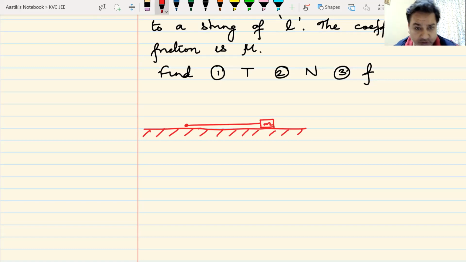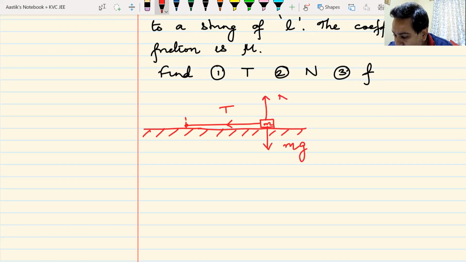Now I will draw the forces which are acting on this. So one is the tension T, which will be like this towards the center. If there is no string, there is no tension. If there is no tension, it will not move in a circular path. Then I have the weight of the block, which is mg, going in the vertical direction. Then I have the normal reaction N, which is going upwards.